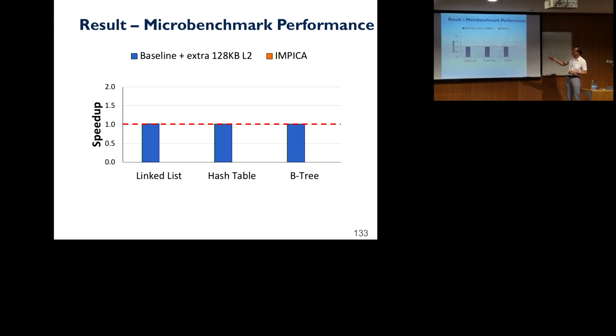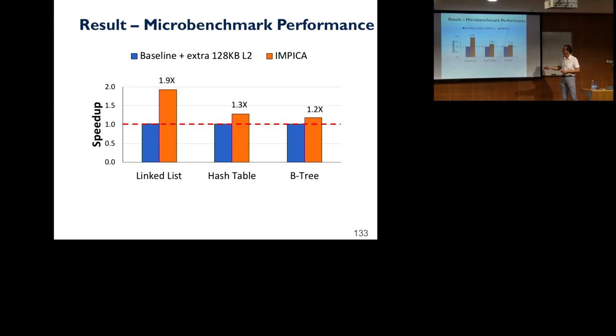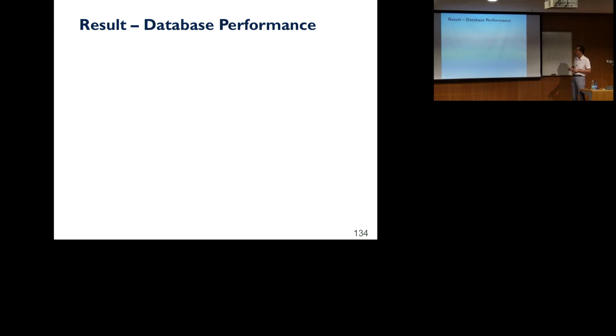So 128 kilobyte extra L2 doesn't improve performance that much in these microbenchmarks because they actually have data sets that are much larger. And linked list is bound by latency the most, so we get about 90% performance improvement, hash table 30%, B-tree 20%. You can read the paper also. These workloads are also published online.